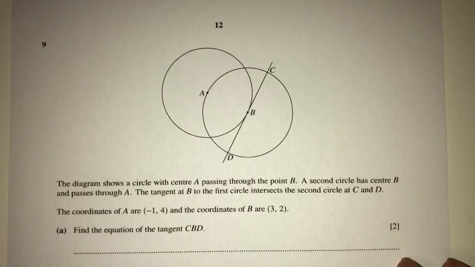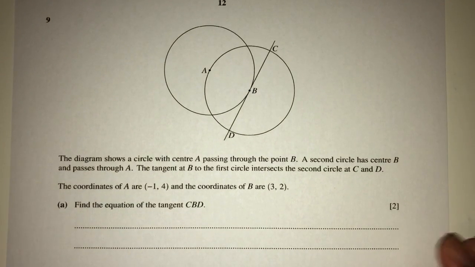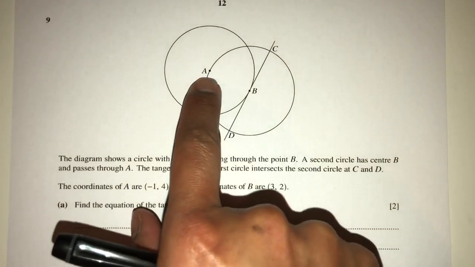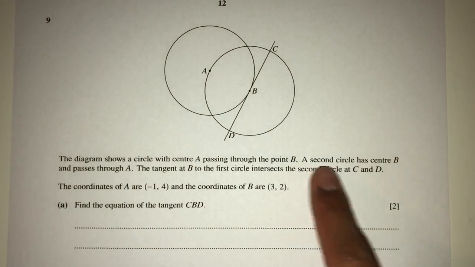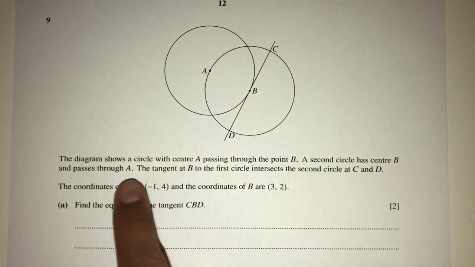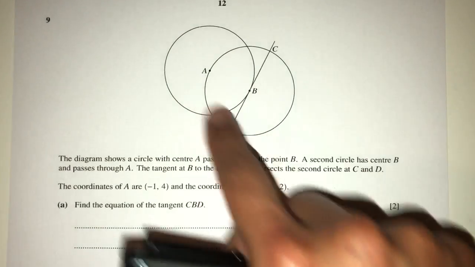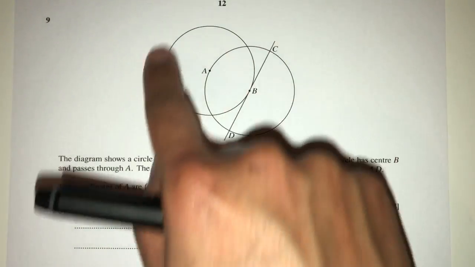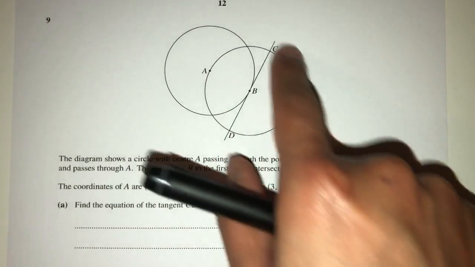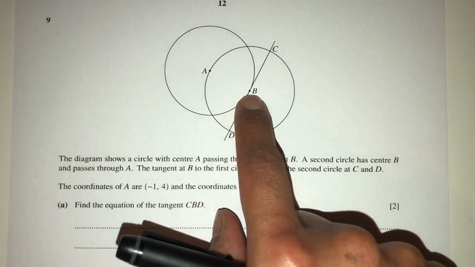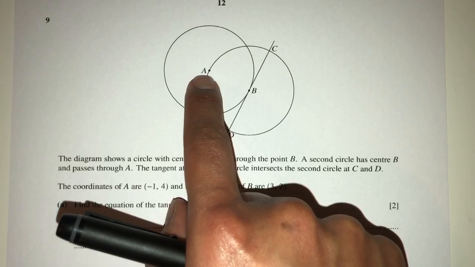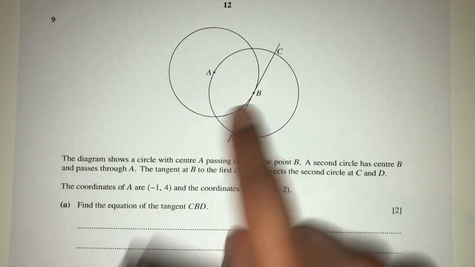Now let's move on to question number 9. The diagram shows a circle with center A and passing through the point B. Okay, so we have A and B. Now a second circle has center B and passes through the point A. So as you can see, it is pretty clear what's happening in this diagram. We have two circles, and for the first circle the center is A, and for the second circle the center is B, and A lies on the second circle, P lies on the first circle.